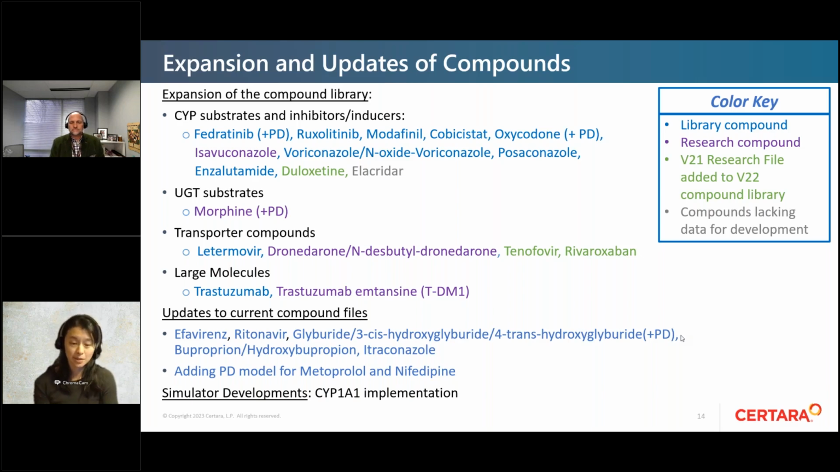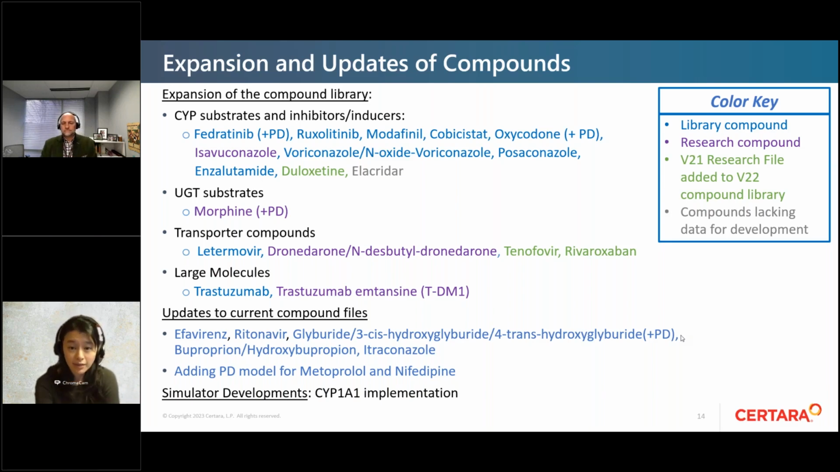You can see the types of compounds that we worked on. They number CYP substrates. You can see those are the most numerous compounds that we worked on. There's one UGT substrate, which is morphine. There's also 4 transporter compounds and actually 1 large molecule, which is an ADC. So that's really good. And that's actually a research file, so you'll see that on the Simcyp members area.